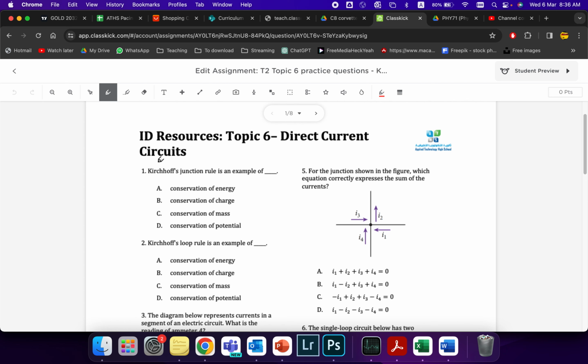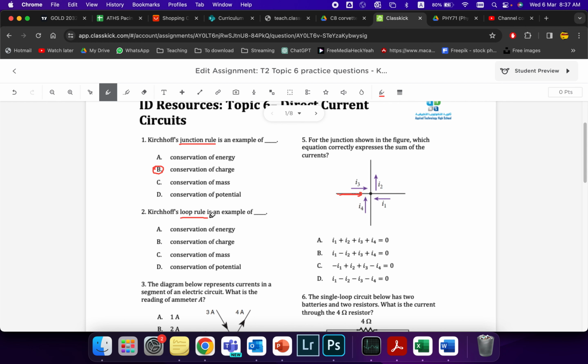Let's see. Kirchhoff's junction rule is an example of, so junction, this is about current flowing into a junction. Here's a junction here. We have a current flowing in, current coming out. This is a conservation of what? This is a conservation of charge. Why? Because electrons are charges. Current is a flow of charge. That's what current is. So, conservation of charge. The charge coming in is equal to the charge coming out.